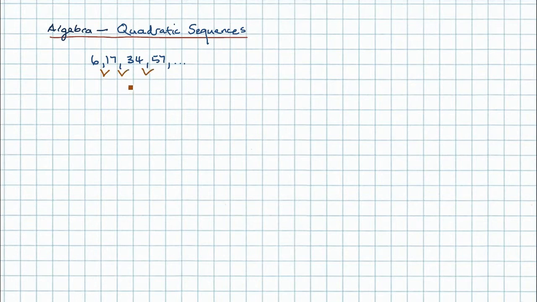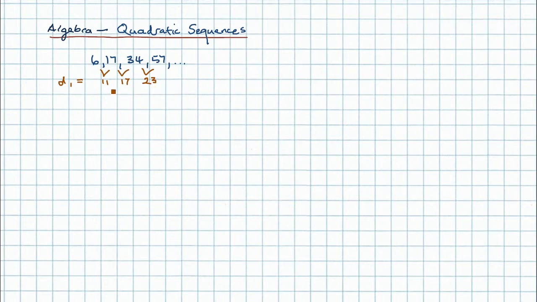So in this case what we've got is a difference of 11 between 17 and 6. Subtract 17 from 34 and you get 17. And between 57 and 34 we've got a difference of 23. Okay, that's called the first difference, and we'll call that, for short, d sub 1. So just like with a linear sequence, we've got our first difference, but our first difference, unlike a linear sequence, isn't constant. So it's changing, it's increasing in fact in this case.